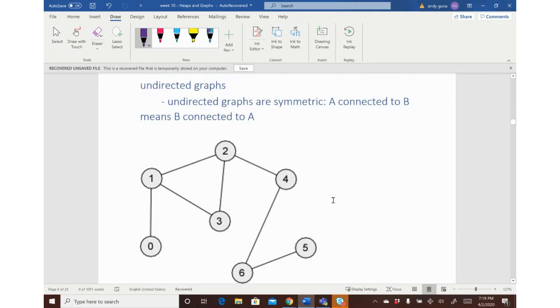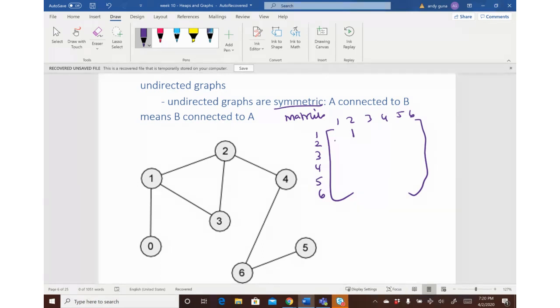Now, undirected graphs are represented by symmetric matrices. What we mean by symmetric matrices is if you take something like this, 1, 2, 3, 4, 5, 6, and we have 1 to 2 and 2 to 1 are non-zero. And then 1, 3 and 3, 1 are ones or true. Actually, this has a 0 too. I didn't write the 0, so I missed the 0.